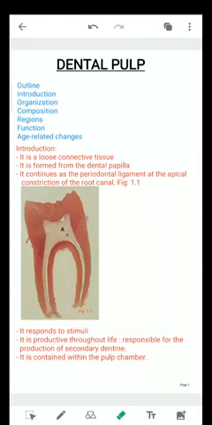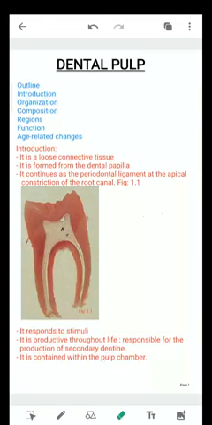Good day, everyone. My name is Maxwell, and today we're going to be talking about the dental pulp under the following outline: introduction, organization, how this dental pulp is organized, its composition, the regions of the dental pulp, the functions, as well as the age-related changes. We're going to be doing this in the next 10 minutes maximum.